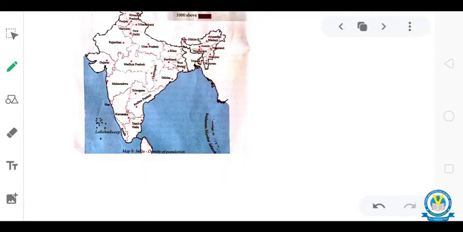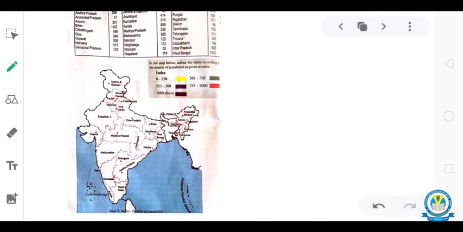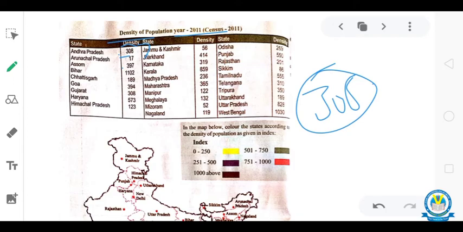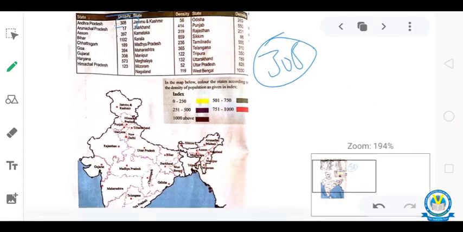Observe this table. It gives the density of the population in the area since 2011. It gives the information about the density of population in Indian states, like Andhra Pradesh 308, Arunachal Pradesh 17. That means for every square kilometer there are 308 people in Andhra Pradesh. Okay, and also it is a task in the map.